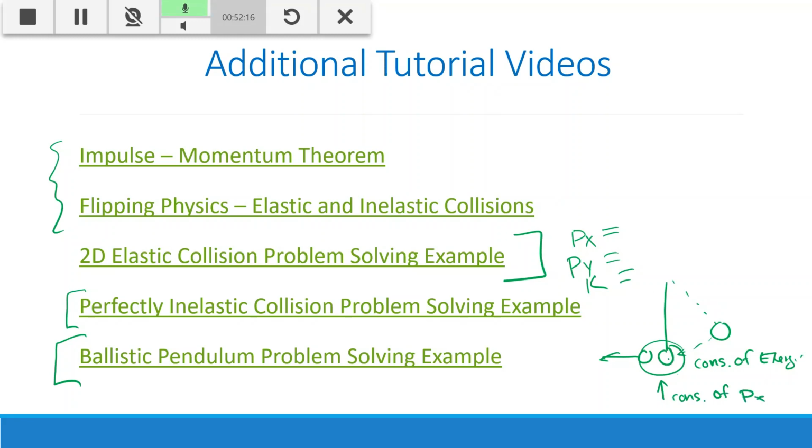And then maybe this guy bounces backwards, and you could figure out, well, how far does it swing? Or maybe these stick together and they swing together. Lots of different options that you can have for collisions.